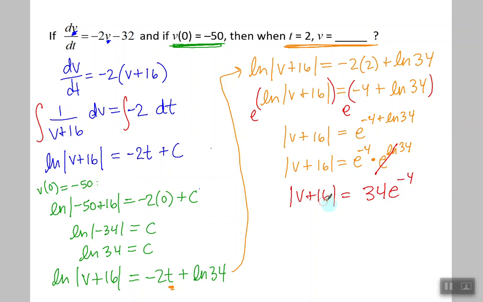Now I'm going to remove these absolute values, and to do that, I want to remember that v is negative when I plugged in that boundary condition. So when I take away the absolute values, v plus 16, I have to have a negative result, negative 34 e to the negative 4. Finally, subtract 16 from both sides, and v equals the value negative 34 e to the negative 4 minus 16.